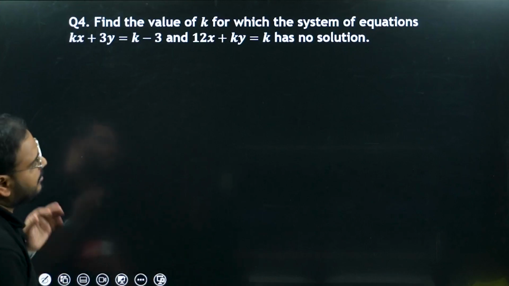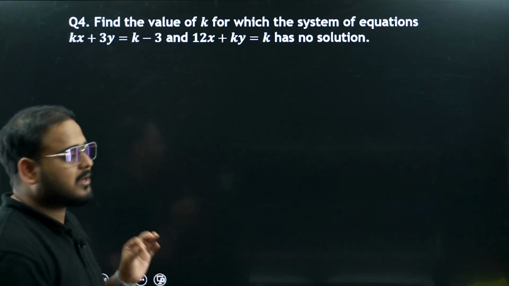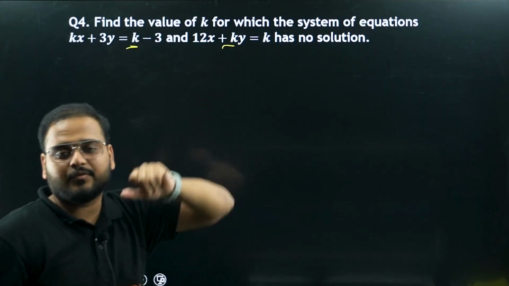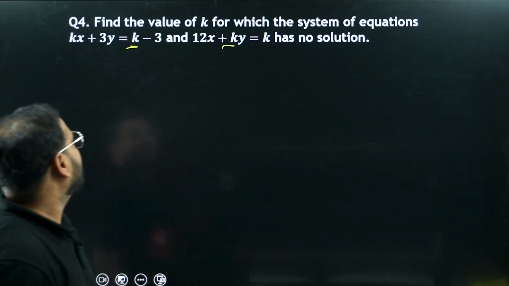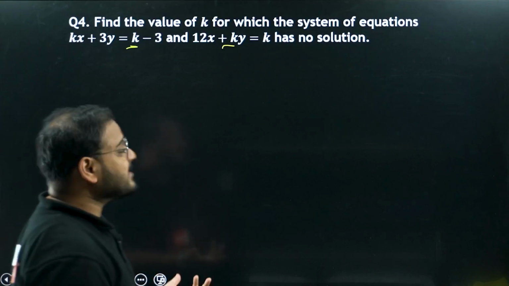So 4th question, a very good question. Let's see. We have to find the missing variable. Like k is the missing variable. So we have to find that constant value of k. Find the value of k for which the system of equations kx plus 3y equals k minus 3 and 12x plus ky equals k has no solution.